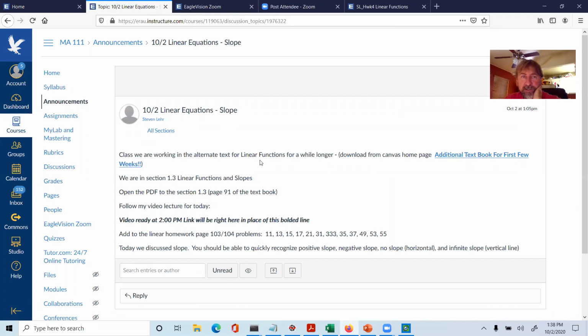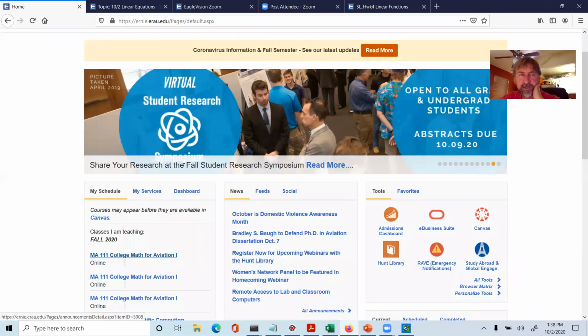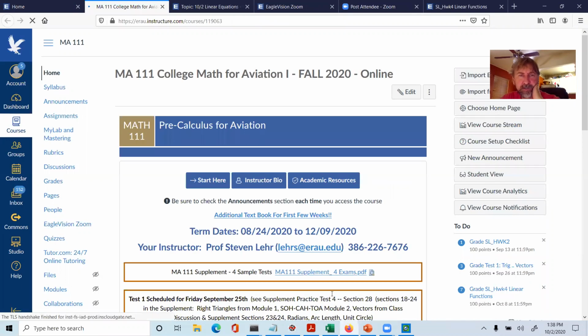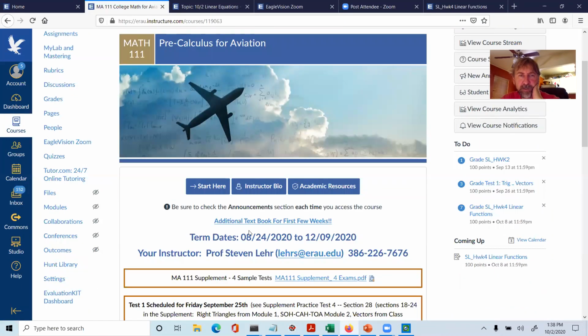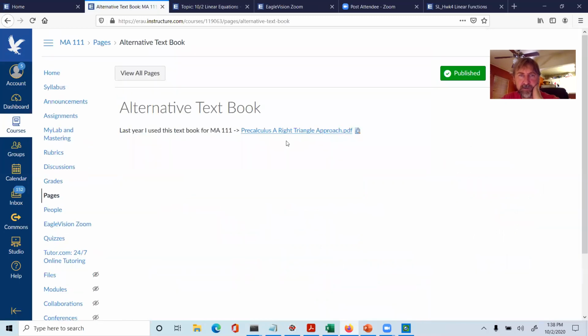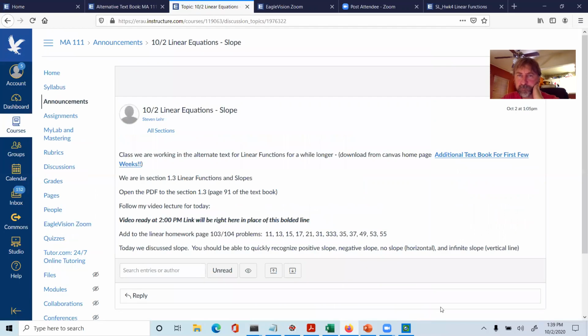We've been working on linear equations for a bit. The MyMathLab doesn't have a whole bunch on linear equations that I want to cover. So we're going to be working out of the additional textbook. That additional textbook is a PDF that you can download from the website. You can get it right here on the homepage, the additional textbook. Just click there and download it. And it's also right here on today's note.